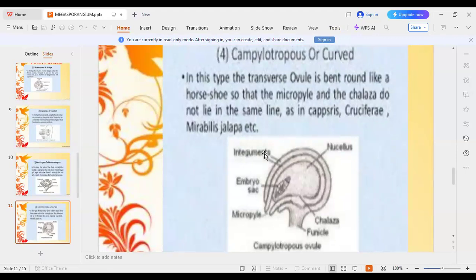And coming to the campylotropous, it is also called the curved ovule type. Campylotropous or curved embryo. So in this type, the transverse ovule is bent round like a horseshoe. Just you can observe here in the diagram, it's a complete bending of the micropyle.